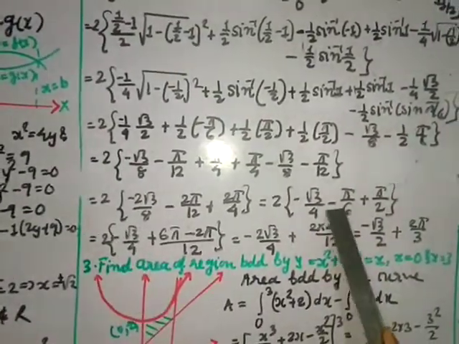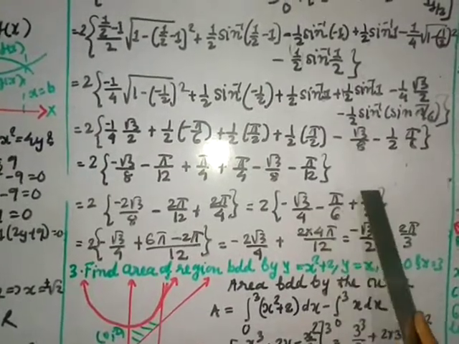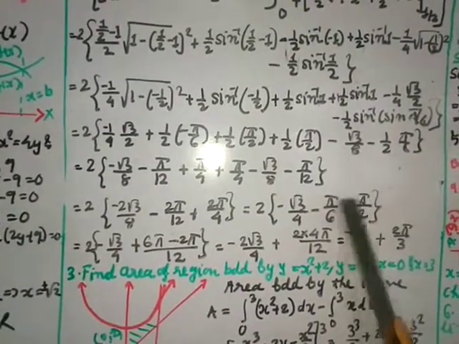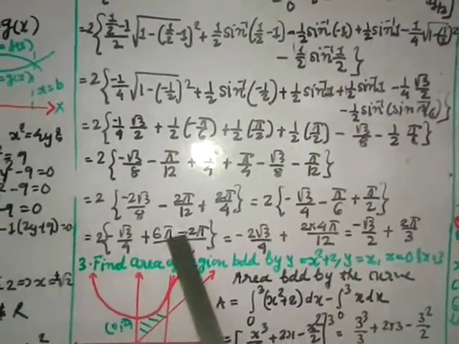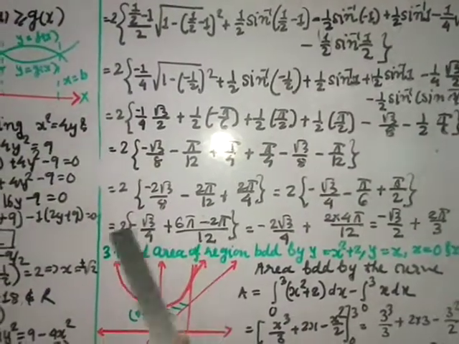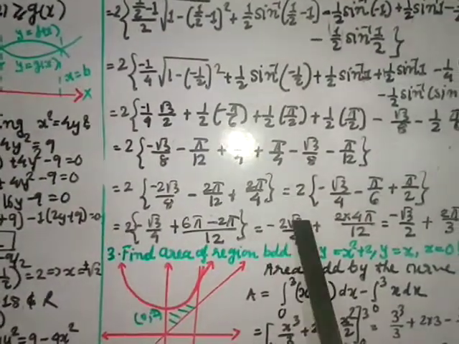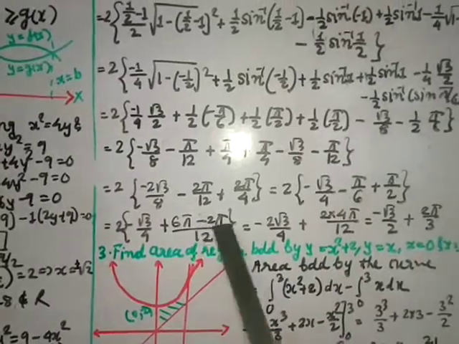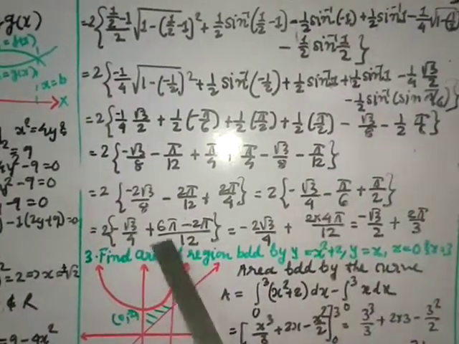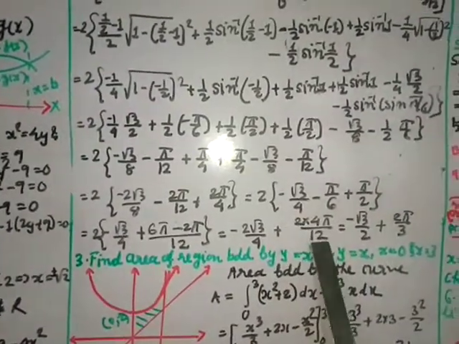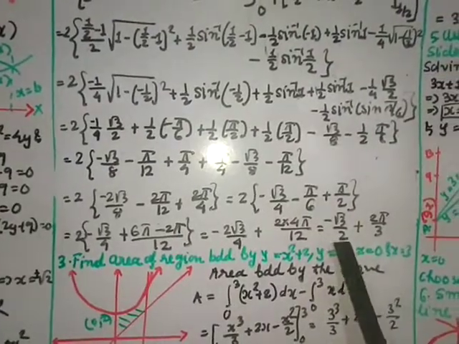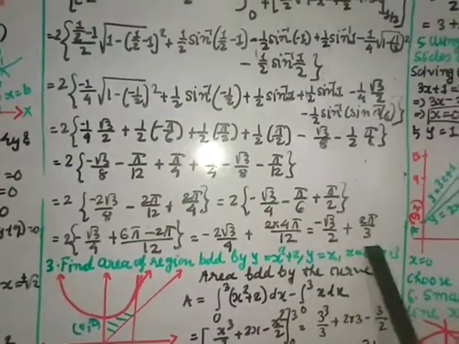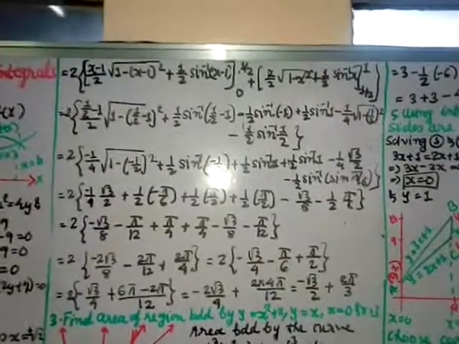Minus root 3 by 4, 6 into 2, 12. So here 2 and here 2 and here 6. But I am writing the positive term first. So 6 pi minus 2 pi by 12. Okay, then multiply here. So minus 2 root 3 by 4 and 6 minus 2 gives you 4 pi. And these two you multiply by 12. Okay, here you cut: minus root 3 by 2. Here you cut: 2 pi by 3. So that is the answer for question number 2.